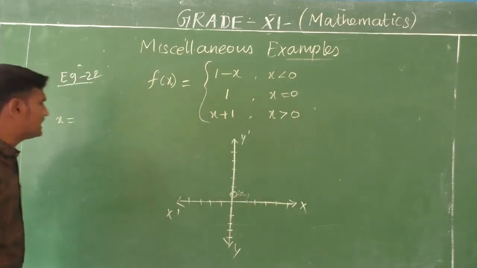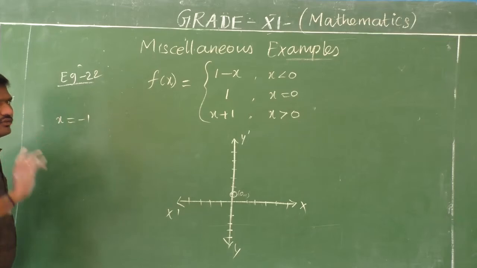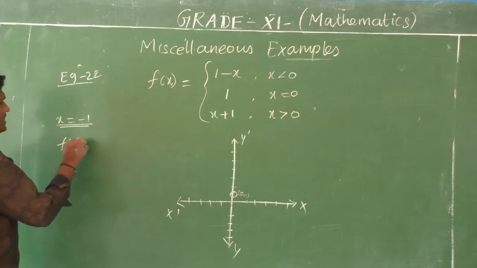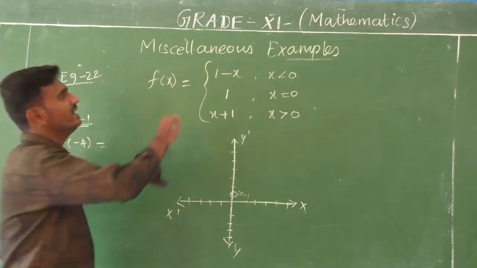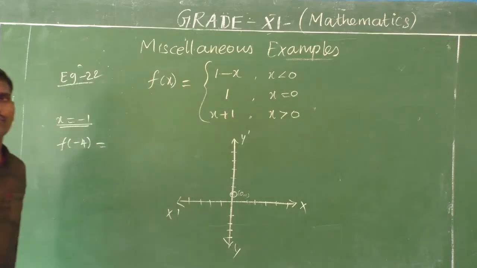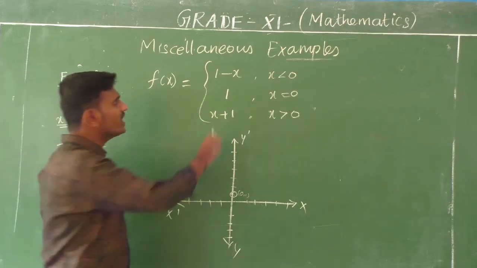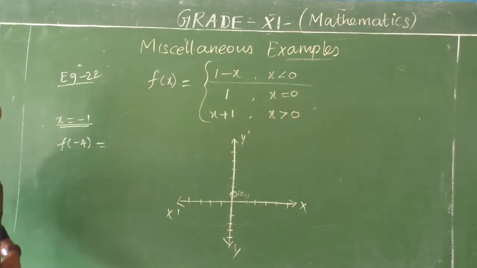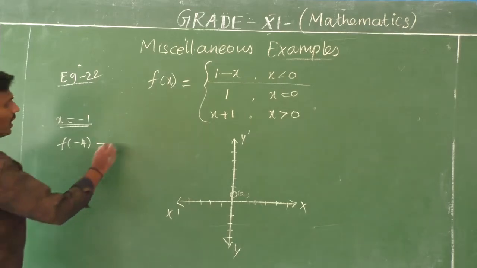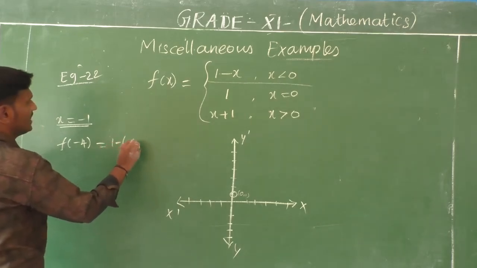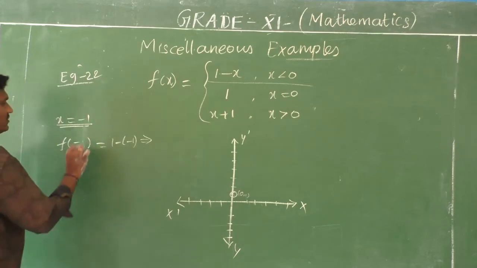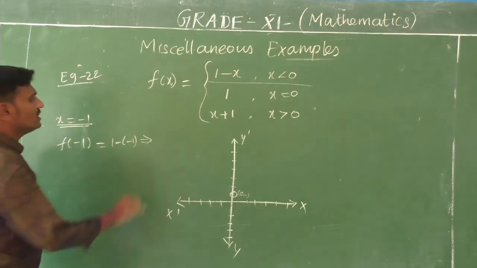Now I am taking the negative values, x equal to minus 1. So x equal to minus 1 means what will come? Which one do we want to take, first one or third one? First one. Why? Because of the condition x is less than 0. So for that, take 1 minus of minus 1. Sorry, f of minus 1.